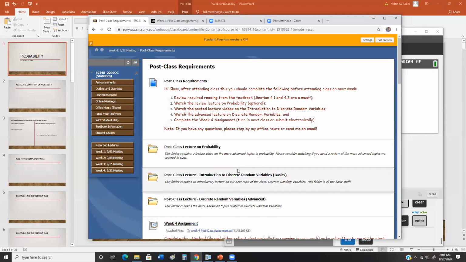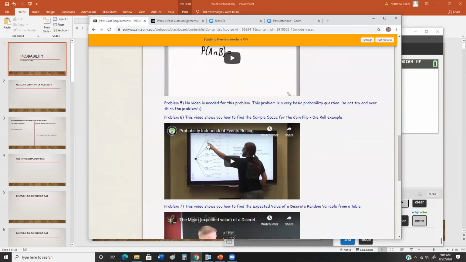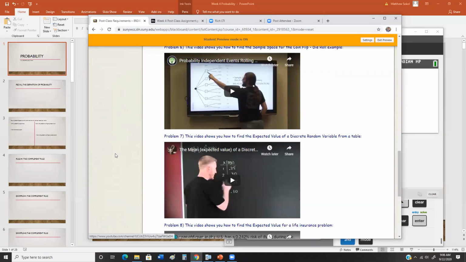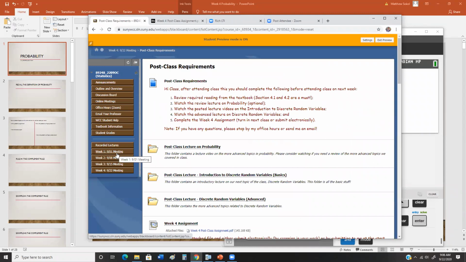Does anybody have any questions about that for this week? At least in terms of the probability questions this week, all the probability stuff I'm going to cover in class, and after class you'll be able to answer all the probability questions. And then the last few homework questions, looks like questions 7, 8, and 9, are all covered in my post-class lectures. Sound good?